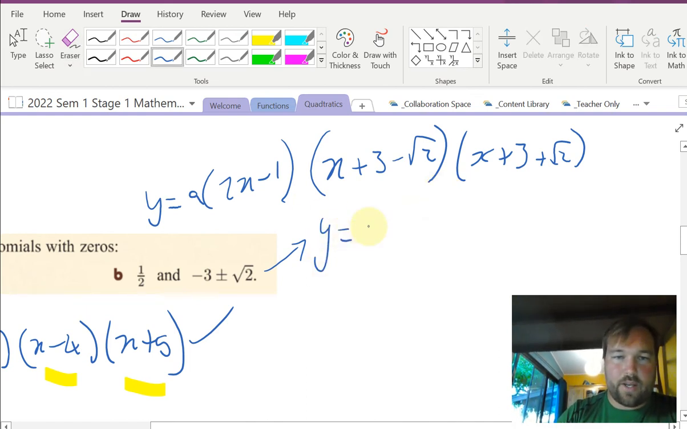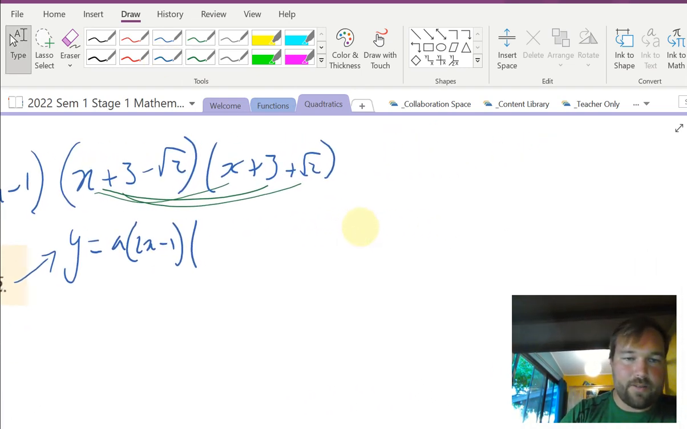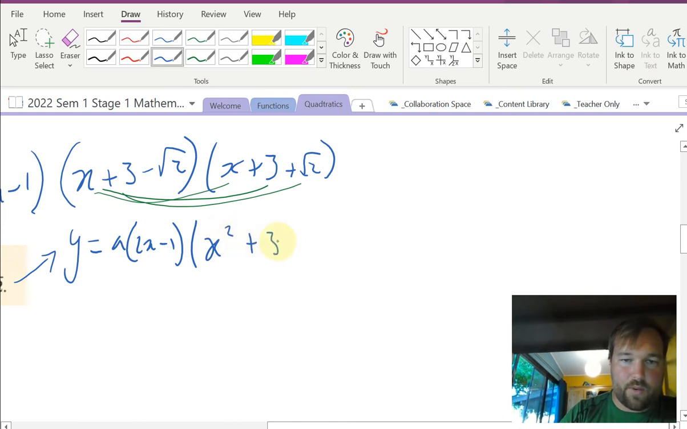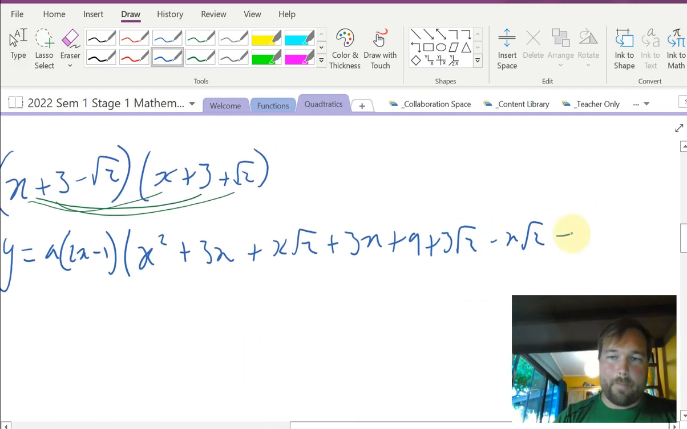So let's say y equals a bracket 2x take 1 bracket bracket. Then start foiling this out. This x hits everything. And we're going to get 9 items here, but they will work out nicely. x squared plus 3x plus x root 2. That 3 hits everything. Plus 3x plus 9 plus 3 root 2. That minus root 2 hits everything. So minus x root 2 minus 3 root 2 minus 2.